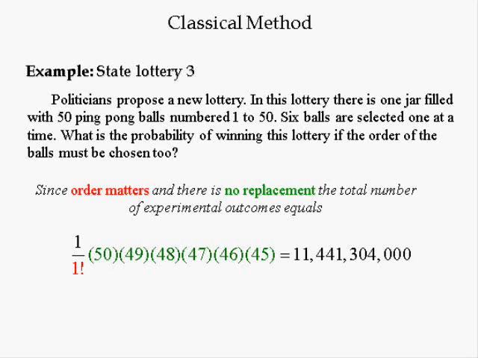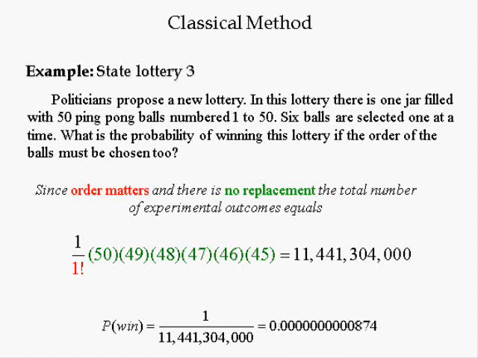The probability of winning this lottery with one ticket and no two lottery tickets being the same is found by dividing 1 by 11.4 billion, or 0.00000000000874.